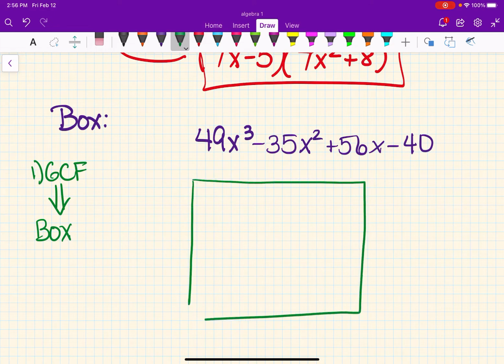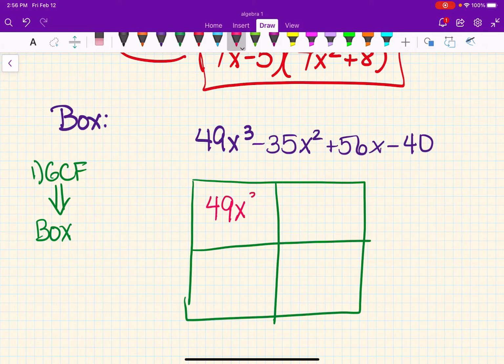The first term goes in the top left corner. And I made 4 boxes because there's 4 terms. So 49x to the third. That's my first term. My last term, negative 40, goes in the end box. And then whatever's in the middle, or if I had to use the magic X, that's what goes in my leftover boxes. And it doesn't matter which one goes where.